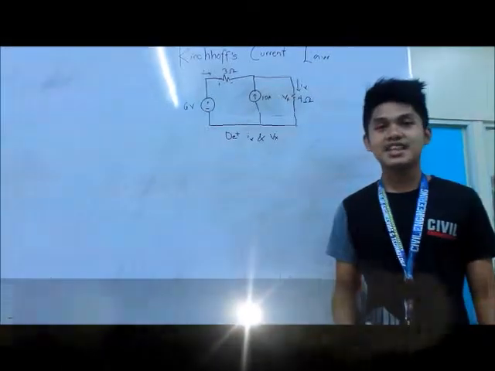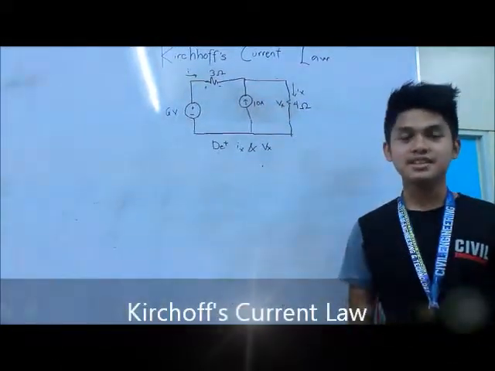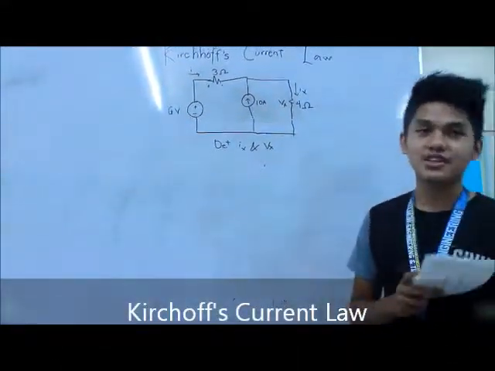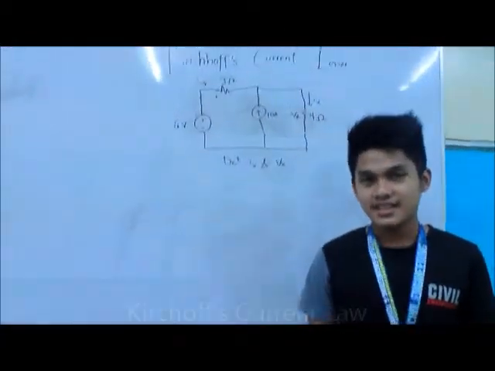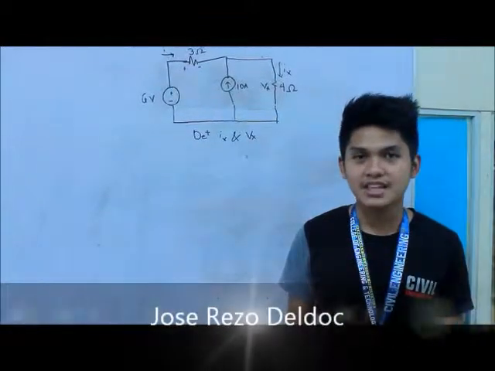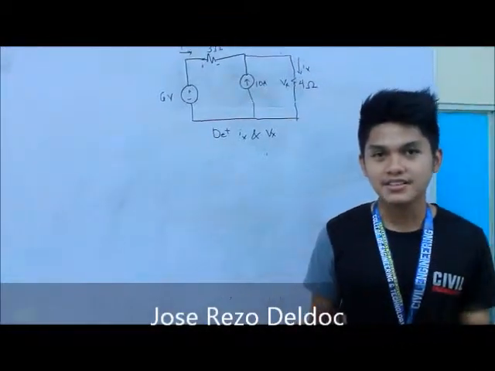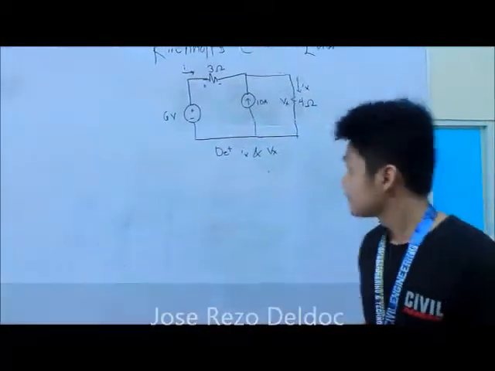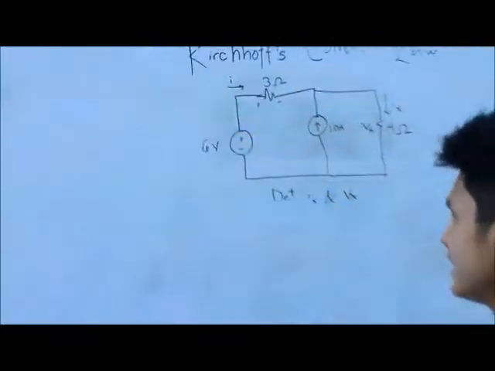Good day. I will discuss Kirchhoff's current law. First, I will define it. Kirchhoff's current law states that the algebraic sum of the current entering a node is equal to the algebraic sum leaving the node. Then I will get the current here.